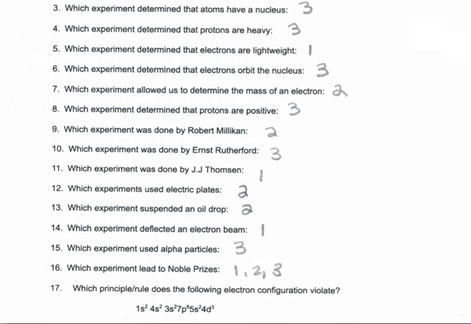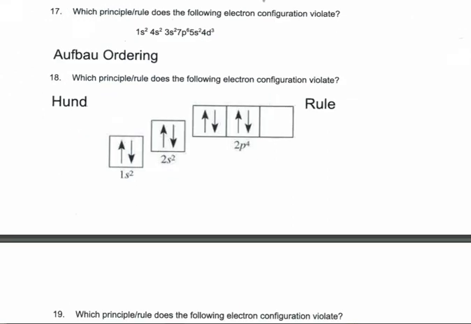All right, now we've been doing electron configurations and we've been following 3 rules. Let's see what those rules are. So the first one, the question is, what principle does the following electron configuration violate? Well, we look at this 1s2, 4s2, 3s2. We notice that this is way out of order. We should be going 1s2, 2s2, 2p6, etc. So that's Aufbau ordering. So whenever we do the ordering correctly, it's called Aufbau ordering. If we violate it, then we violate that principle of Aufbau ordering.